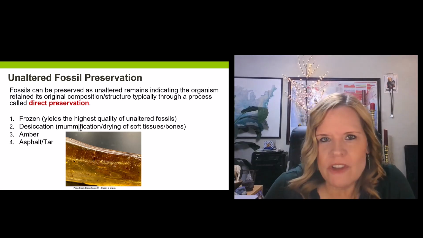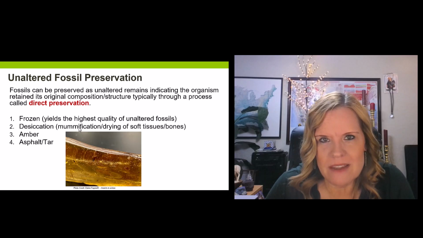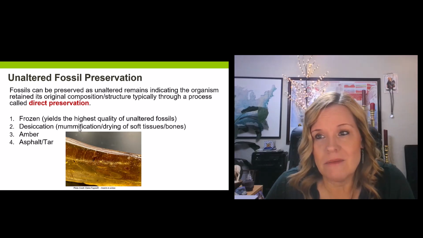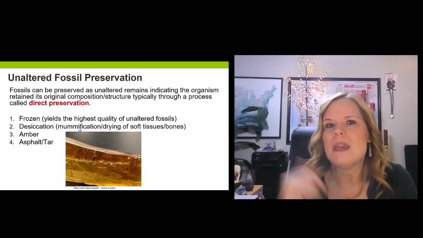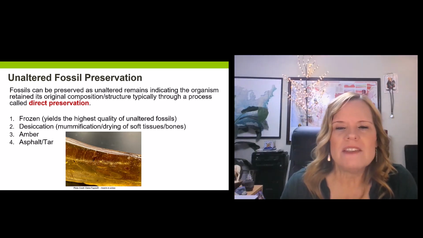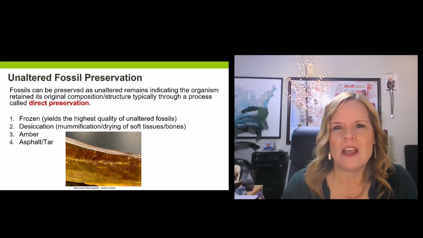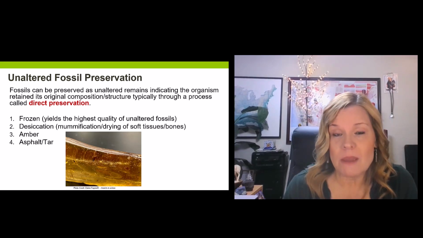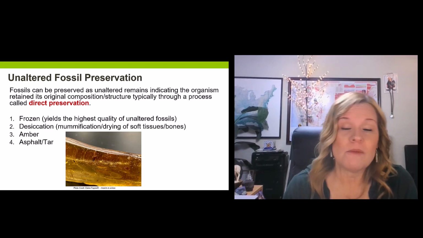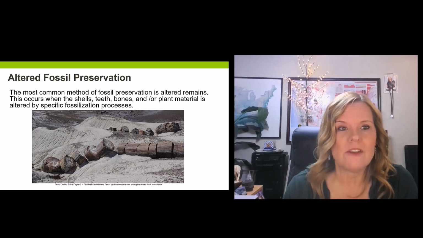But frozen yields the absolute best samples because you can actually get potential DNA, really good DNA, if they've been frozen, like mammoths, for example. These have direct preservation of something that's original to that animal, whether it be hair, blood, skin, something that's really unusual. These have very important substantial scientific value and potentially monetary value.